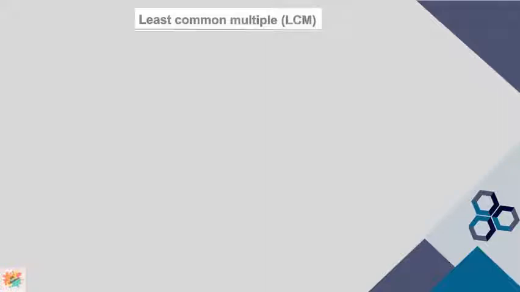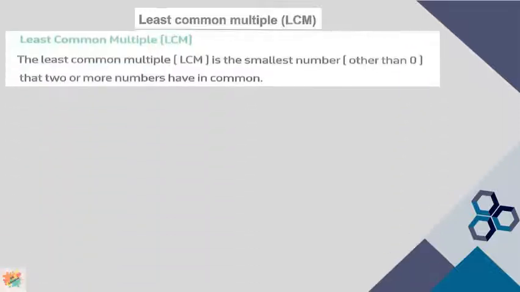Next, the least common multiple. Least common multiple means the smallest common multiple. The multiples we found are many numbers, so we take the smallest one. How can we find it? The definition: the least common multiple is the smallest number other than 0 that two or more numbers have in common.